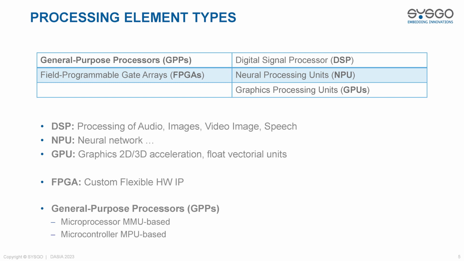We have seen during the different presentations the appearance of DSPs for processing audio, image, and speech, neural networking for AI processing, and GPUs. We've also seen the usage for 2D and 3D graphics acceleration, and vectorial floating-point units, for example. Of course, FPGAs are very common in the space industry and avionics, but we are going to focus on general purpose processors, the place where we can allocate software and where the operating systems are running. So we are going to focus on microprocessors, which are MMU based, memory management unit based, and microcontrollers, some of which are MPU based, memory protection unit based.